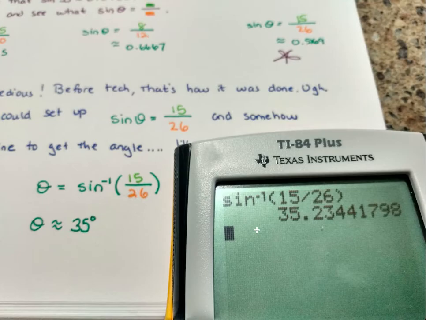So over to my handy dandy calculator, I put in the inverse sine of 15 over 26, and it popped out 35.2, but rounded to the nearest degree, that's 35 degrees. So you can see that's why we chose that triangle. That matchup of 15 to 26 does produce pretty close to a 35-degree angle.